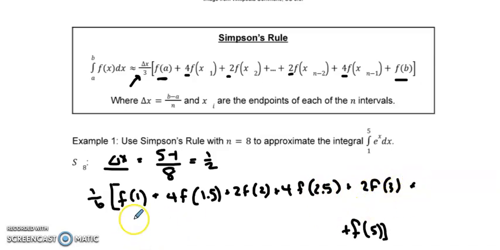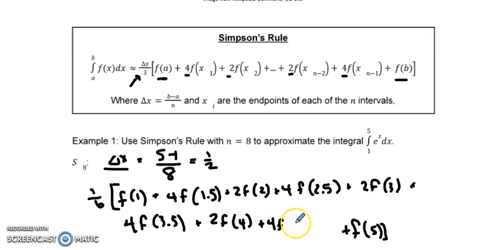Bring it back down on this next row then. Plus 4 times f of 3.5 plus 2 times f of 4 plus 4 times f of 4.5. So basically I'm following a pattern. I had my left-hand height and my right-hand height, each had a coefficient of 1. And then for every interim height, I just alternated 4, 2, 4, 2 as the coefficients out in front.